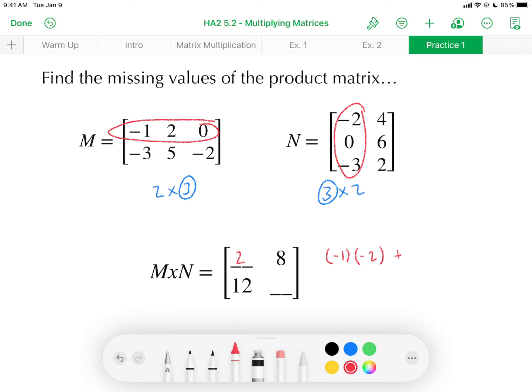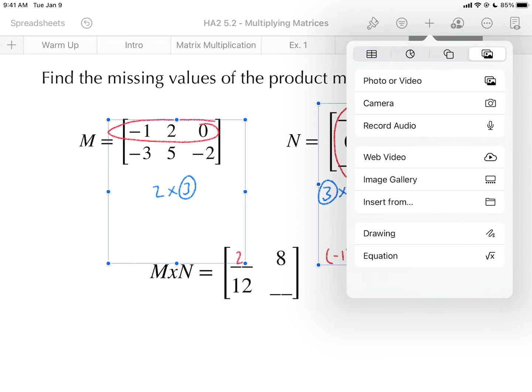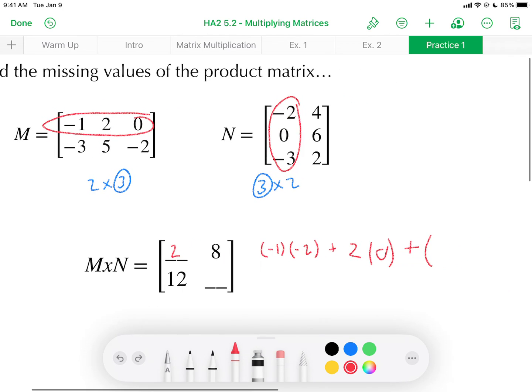Oh, my pen just died. Give me a second here. Plus 2 times 0. Sorry, this writing is going to be really bad. Plus 0 times negative 3. That's going to be 2 plus 0 plus 0, which is, of course, 2. Okay, let me try this, actually.